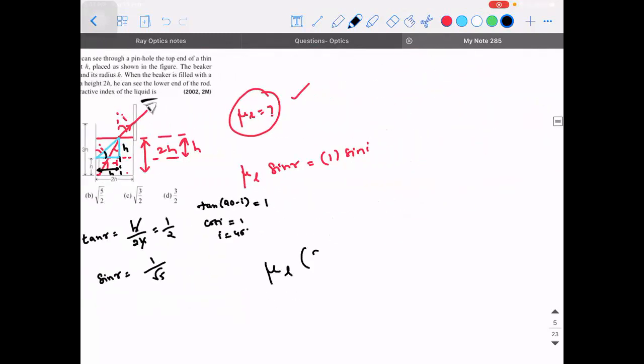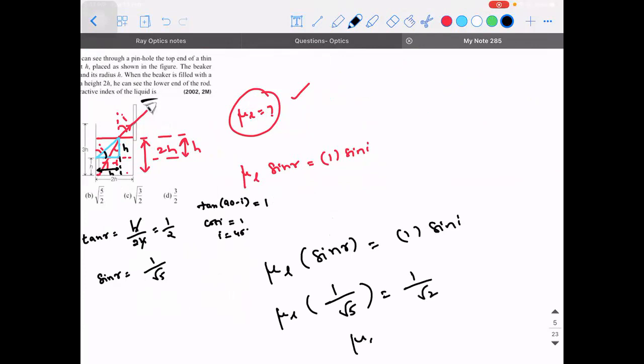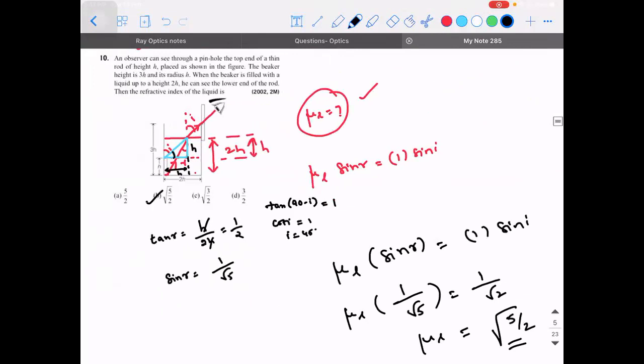Mu L into sin R is equal to 1 into sin I, correct? Mu L into sin R, how much? 1 by root 5 is equal to sin I, how much? Sin I is 1 by root 2. So mu L is root of 5 by 2. There is an option like that. Yes, sir.